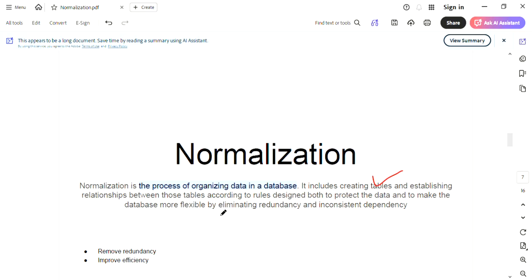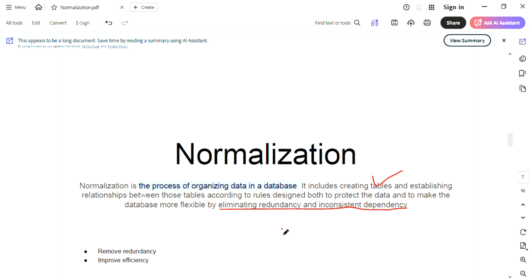And what is the main purpose of normalization? This is a very important question that will be asked. It is to eliminate redundancy and inconsistent dependency. These are the two uses of normalization. Purpose of normalization: eliminating redundancy means eliminating the repetition of the data.